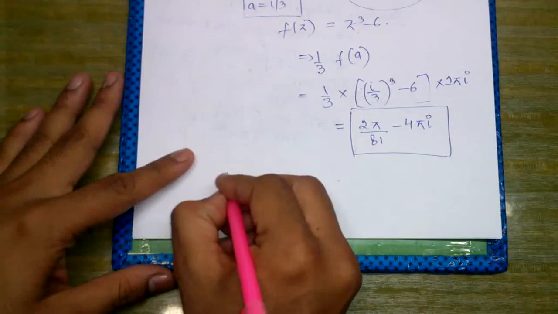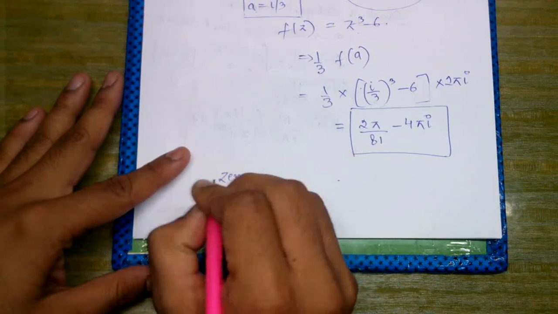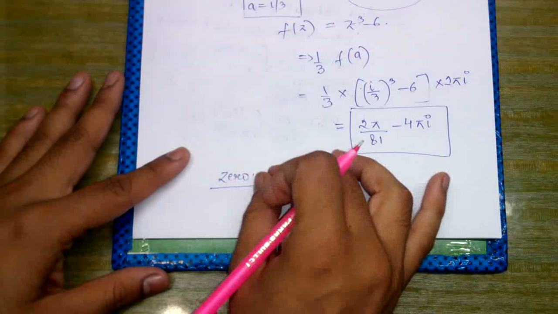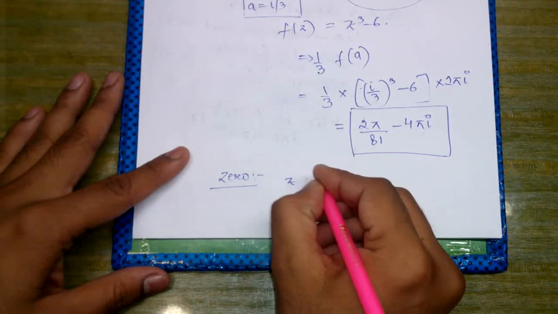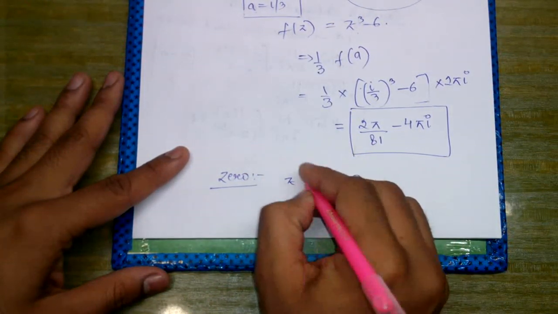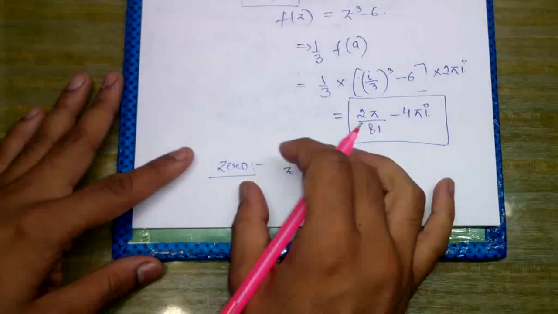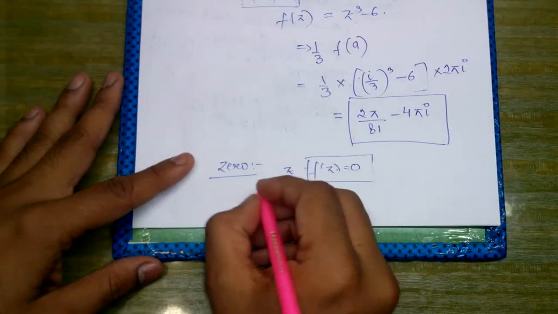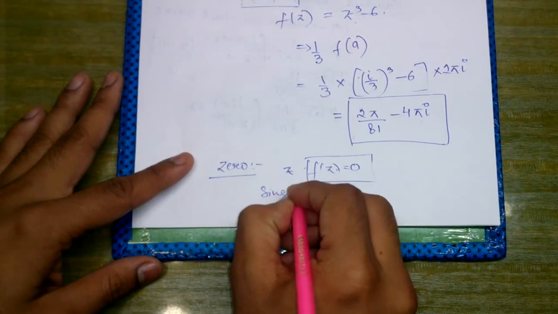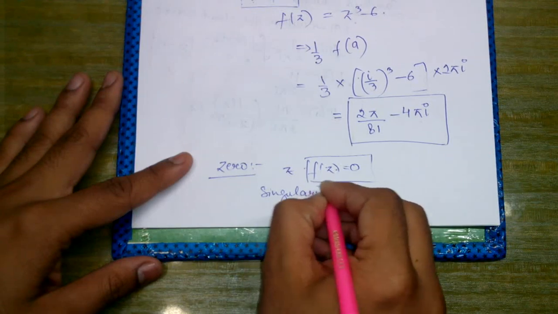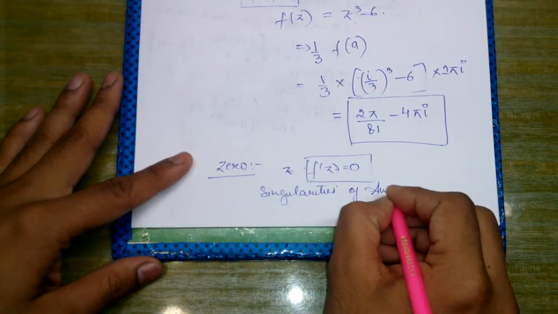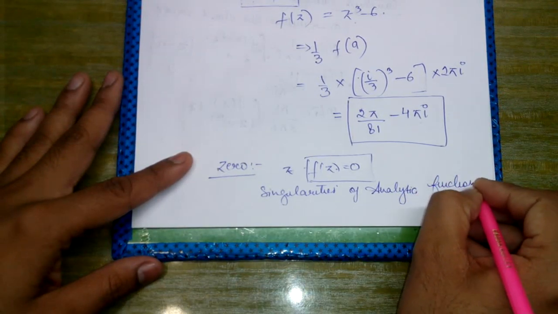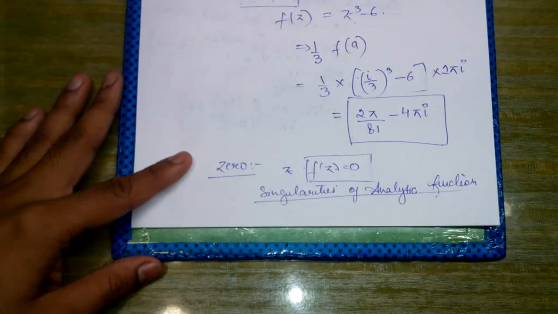Now we will discuss the meaning of zero of an analytic function. The zero of an analytic function is that value of z for which f of z is equal to 0. Then that is called a zero of the analytic function. Now we will discuss the various singularities of an analytic function.